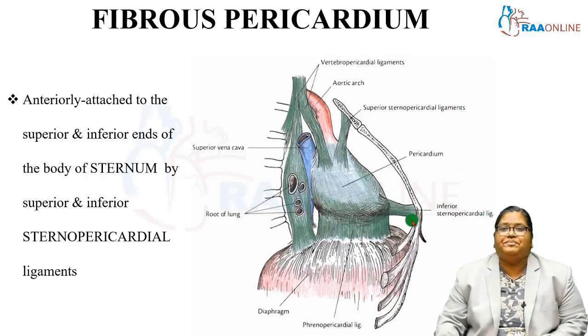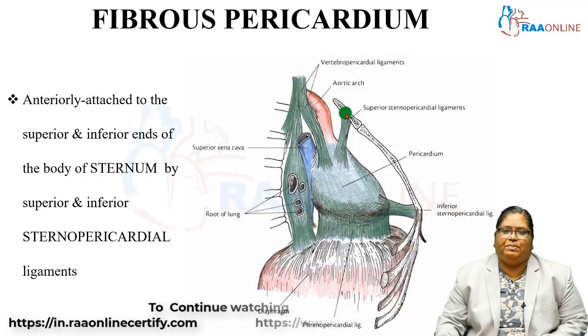It is like a seat belt. When you want to drive safely, you wear a seat belt. In the same way, the fibrous pericardium is kept in position by these two ligaments: one is the superior sternopericardial ligament, and the other is the inferior sternopericardial ligament.